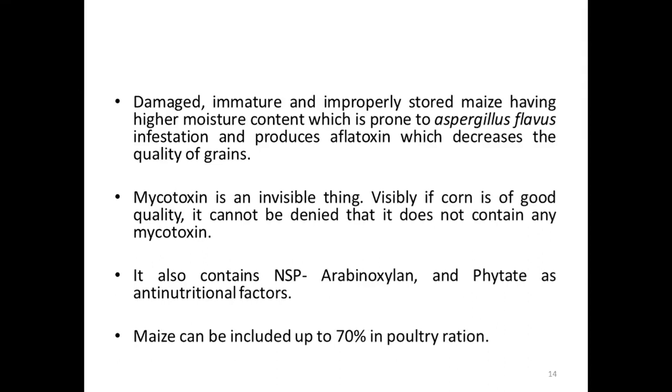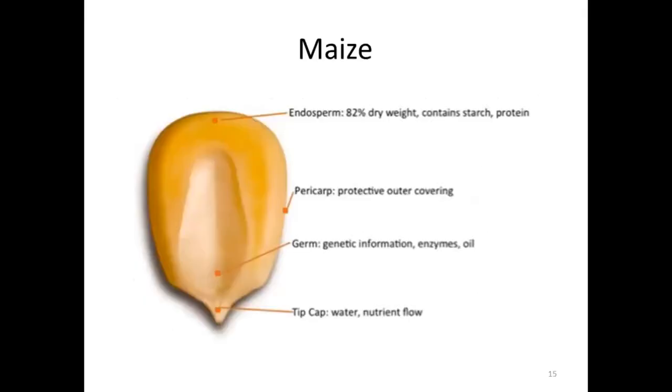It also contains non-starch polysaccharides like arabinoxylans and phytate as anti-nutritional factors. Therefore, maize can be included up to 70% in poultry ration, but it depends upon the prices and formulation.